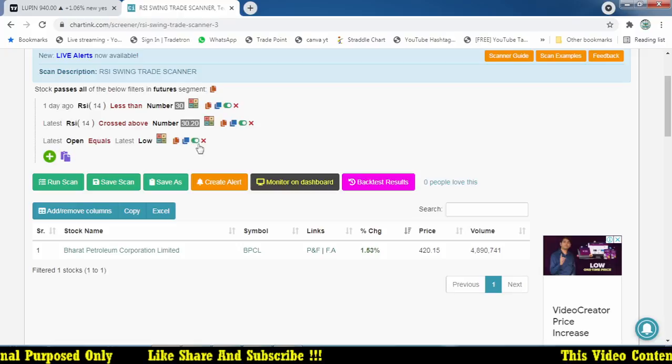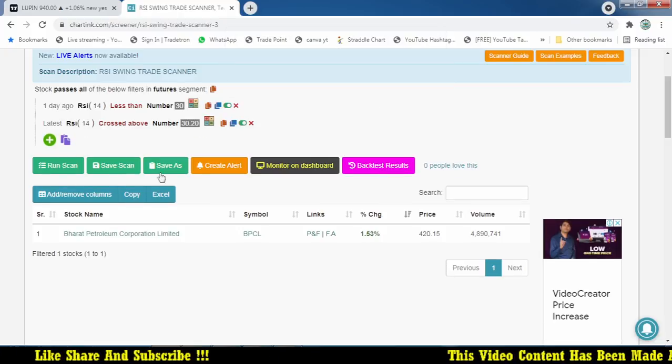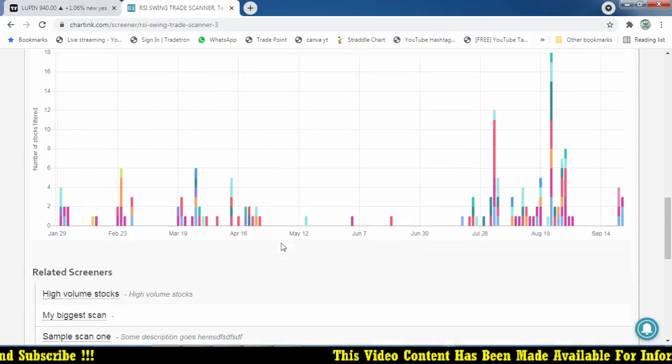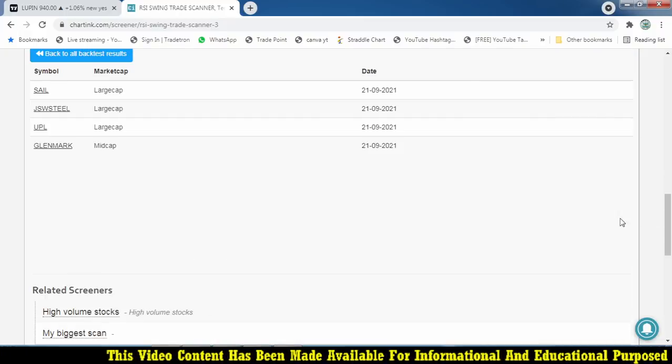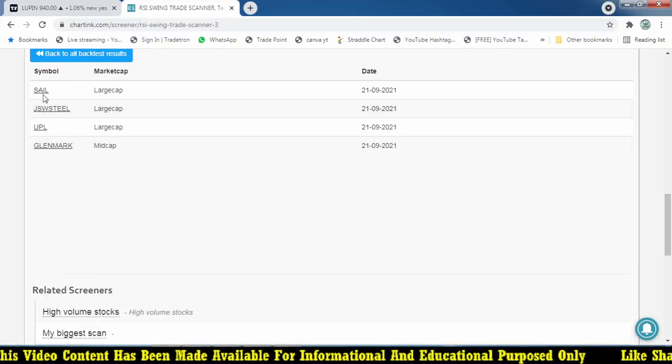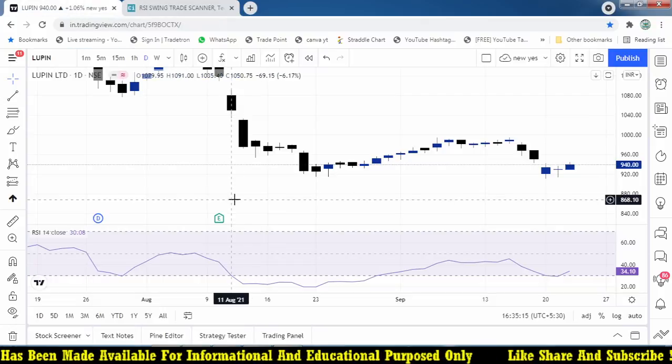But now I'm going to find only those stocks that are crossing. So we got it, and the backtest report. Let's say yesterday we got some stocks: Glenmark, Lupin, UPL, SAIL. Let's go for SAIL yesterday.